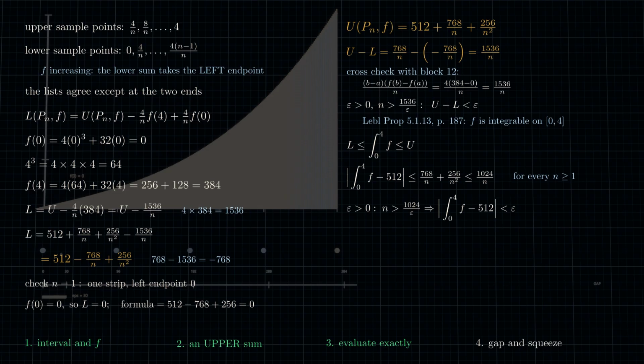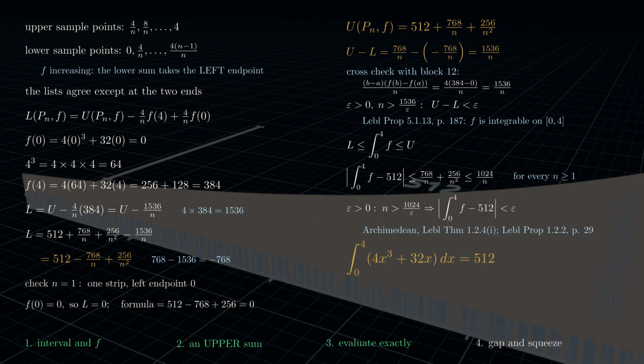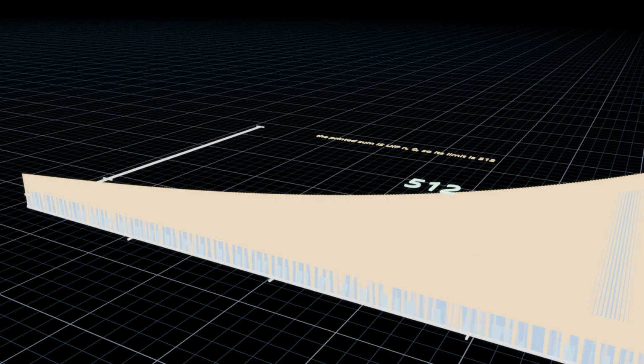Smaller than every positive number, and not negative. The distance between the integral and 512 is 0. Our Lebl is 1.2.2. The integral of 4x cubed plus 32x from 0 to 4 is 512. Read the question again. It asks for the limit of the printed sum, and that sum is our upper sum. As n grows, 1 over n and 1 over n squared go to 0, leaving 512. The limit is 512. No coincidence that it is the integral. That is what the integral is.